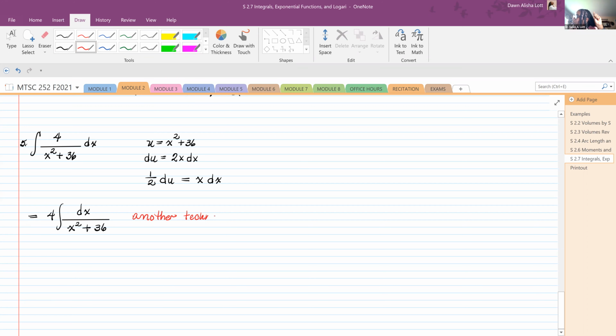Do you know what the other technique is? I promise you, I taught it to you. Use the integral of tangent inverse. Exactly.